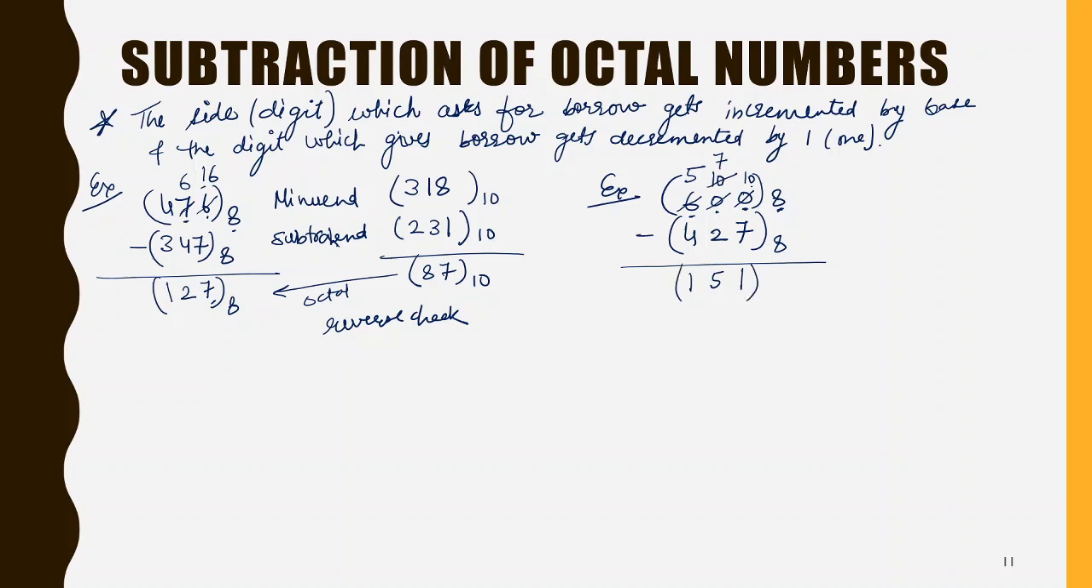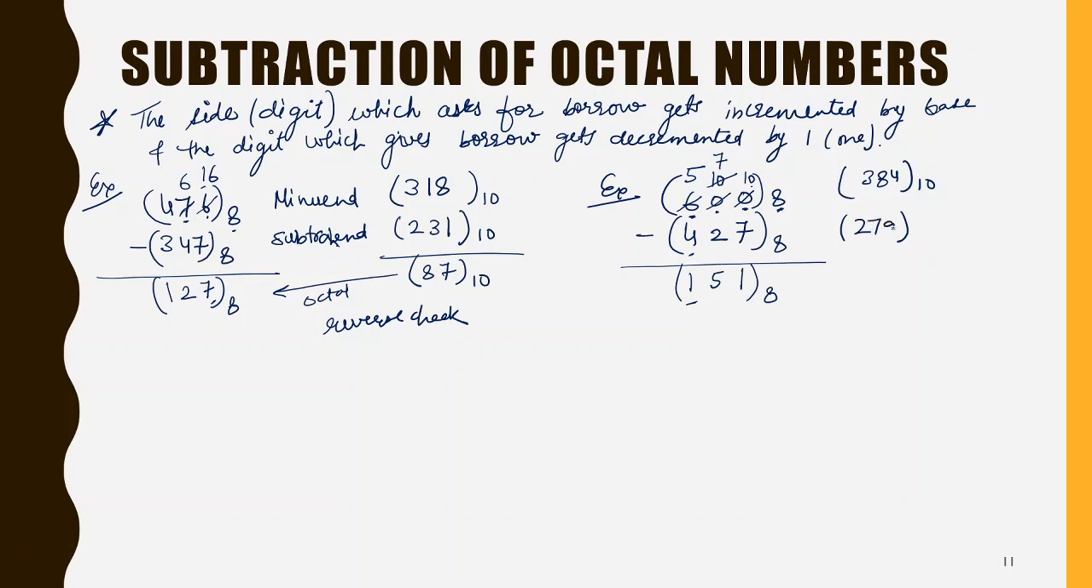So 151 in octal. This is how to do octal subtraction. You can check the result also. We can convert them into decimal. If I convert this into decimal, this will give me 384 in decimal, and this will give me 427.